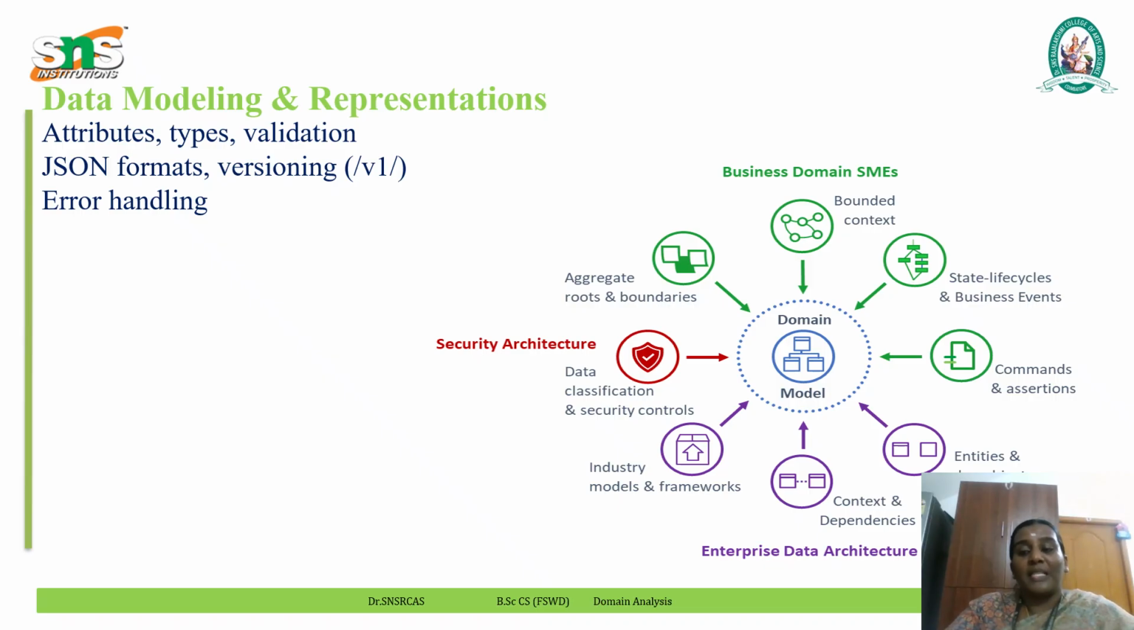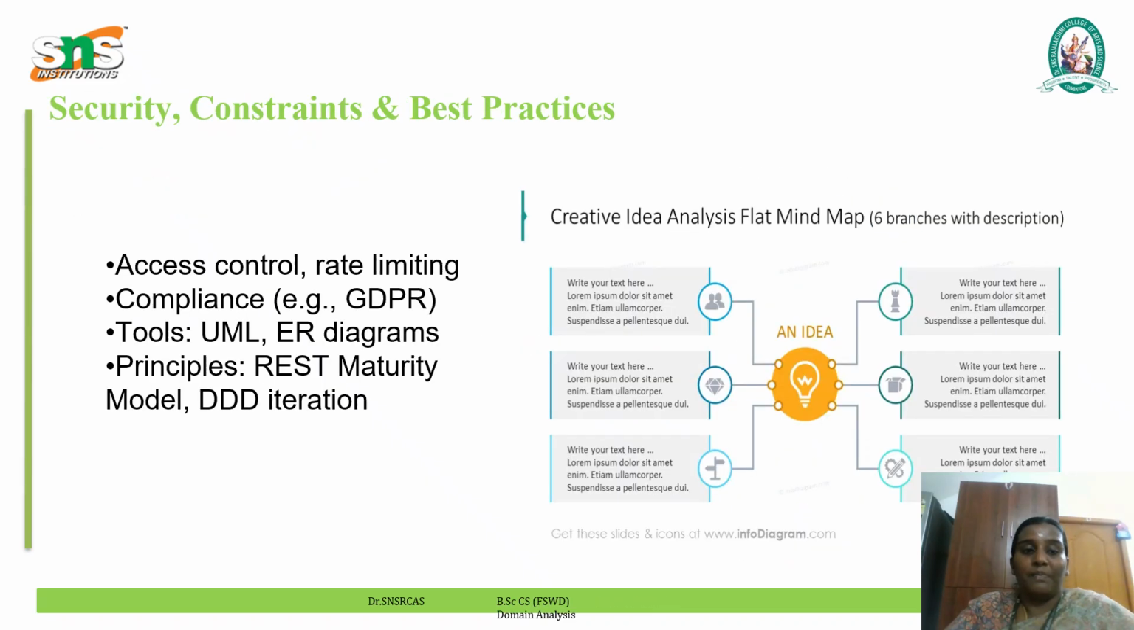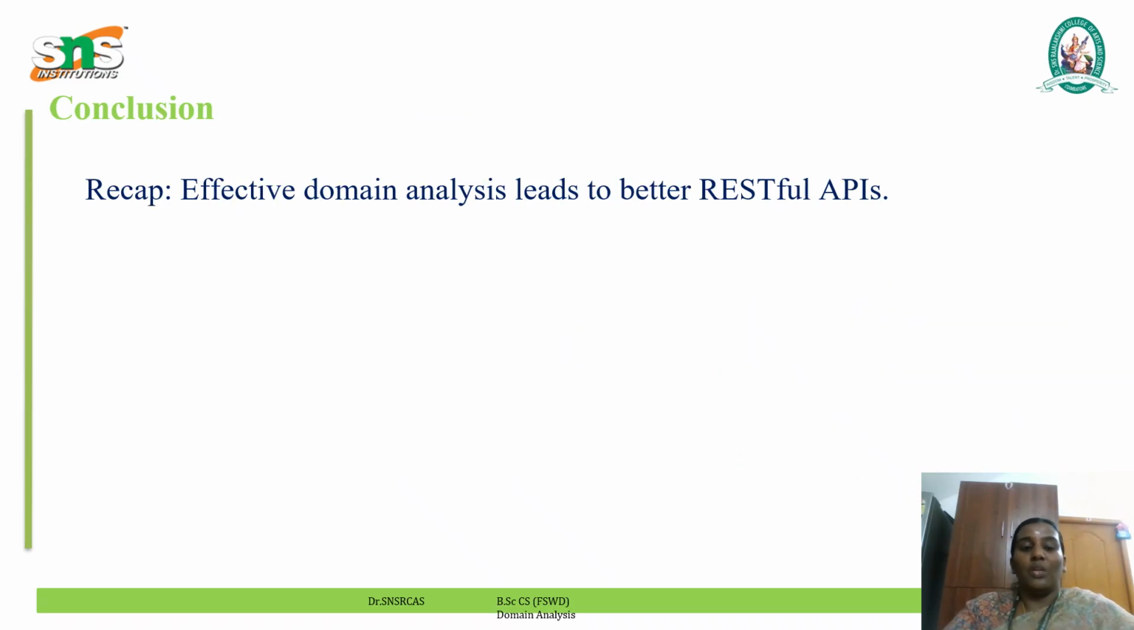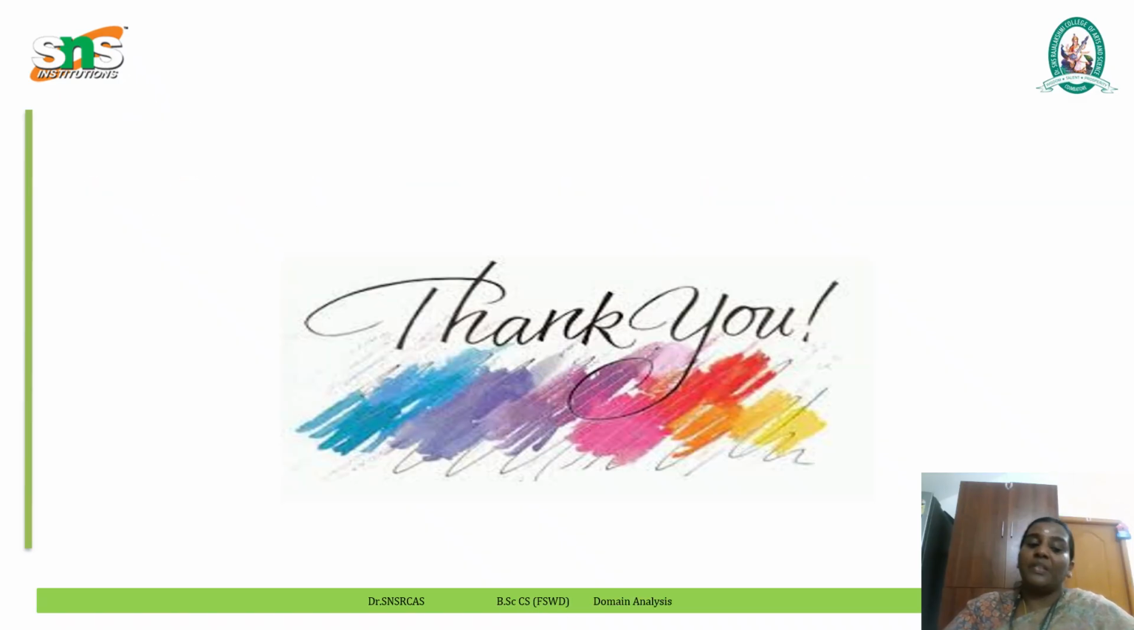So this is a model for an SME, a small unit, with aggregate rules and boundaries, with state life cycles and business events. Here are the security constraints and best practices within the created resource map. I have given an idea about a company for which we have to create an app, writing understandable code with the principles, tools, and access controls. So, the recap: an effective domain analysis leads to a better RESTful API. Thank you.